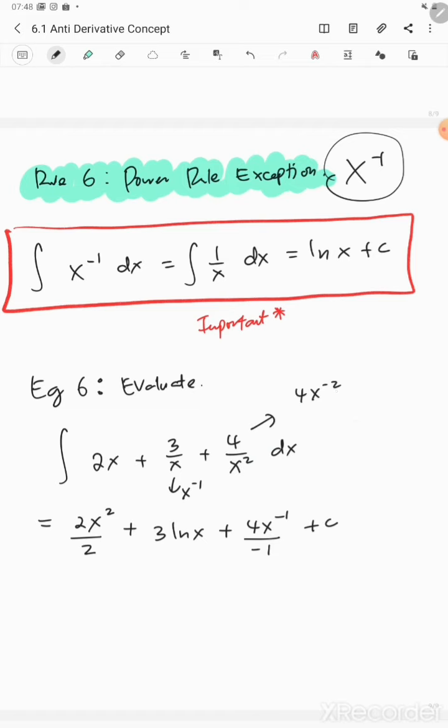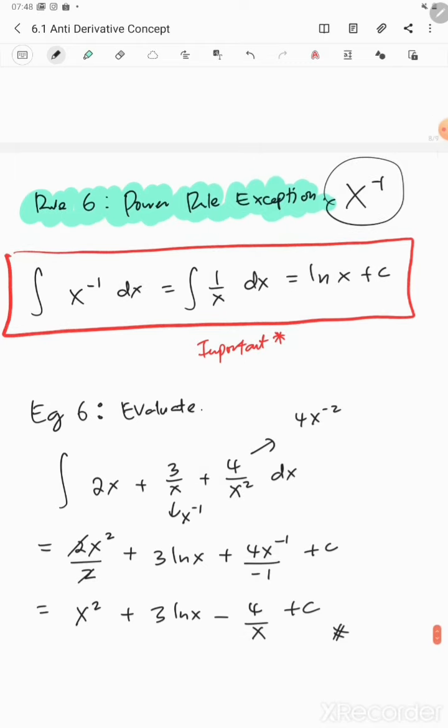And then this one, the different pattern. To simplify, the final answer is x squared plus 3 ln x, because we have negative here, minus 4 over x plus c. This is how we solve. When we see here we have the power rule exception, we have to apply ln x.